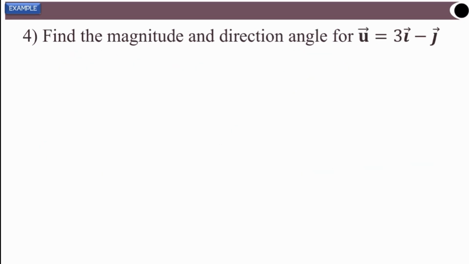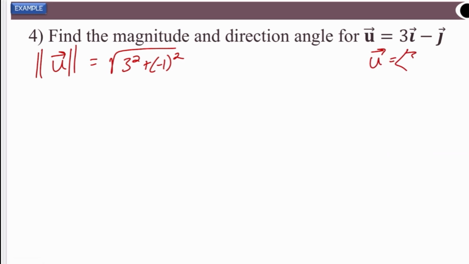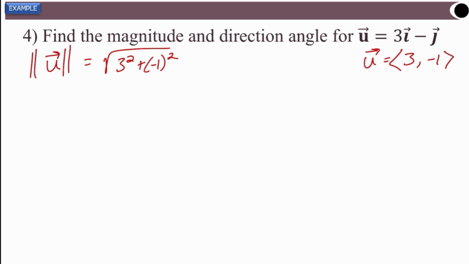Example 4, same thing. We're going to find the magnitude and the direction, but this time we're given the vector in unit vector form. So I encourage you to pause the video and try this one on your own. Okay, the magnitude of vector u, so put the bars around it, is going to be the square root of 3 squared plus (-1) squared. If you need to write down the component form, you can. It's going to be <3, -1>. So that's going to be the square root of 10. So that's the magnitude. That was part of the question, and that's the answer.